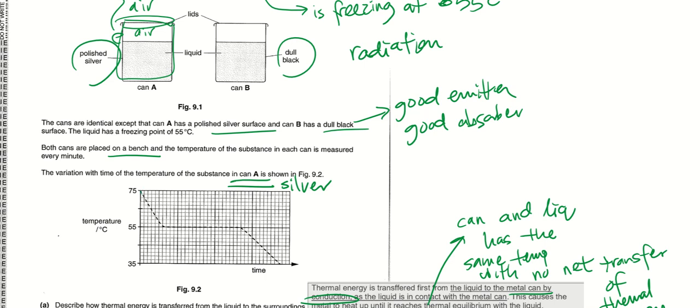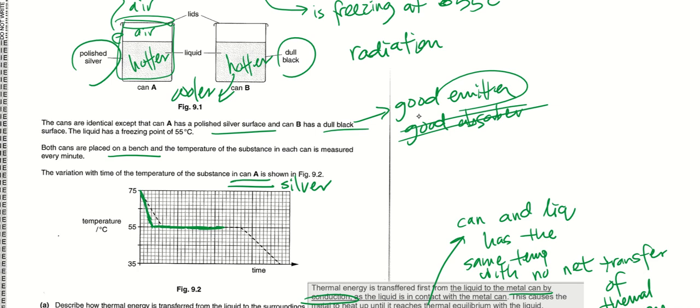So, because black is a better emitter, it will drop. The change in temperature will take a shorter time because it's a black color. Black color is a better emitter, and the surrounding is actually cooler. Okay, the liquid is hotter, the surrounding is cooler. So thermal energy will be radiated, right? Therefore, we will say that it is a good emitter in this case, and then it will reach the freezing point much earlier.